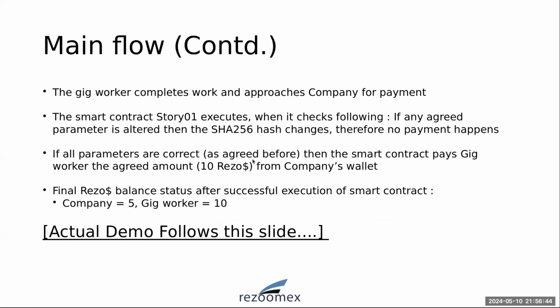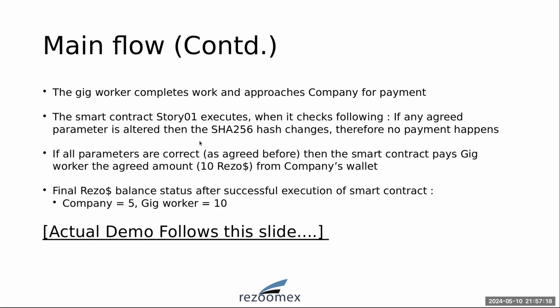Then the gig worker, so let's say we have agreed for 4 days, right? The gig worker completes the work within say 3 days, and approaches the company for payment. The smart contract will execute, but before executing, it will check whether all these parameters are met. If anything has changed, then this hash will change, so there won't be any payment happening. Otherwise, if everything is as agreed, then the smart contract will pay.